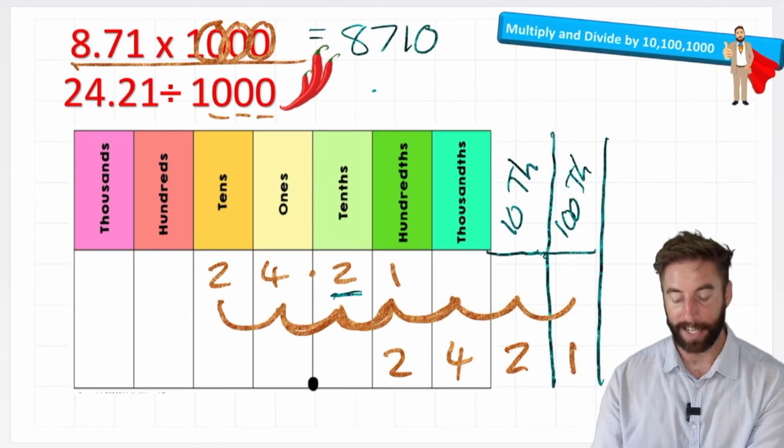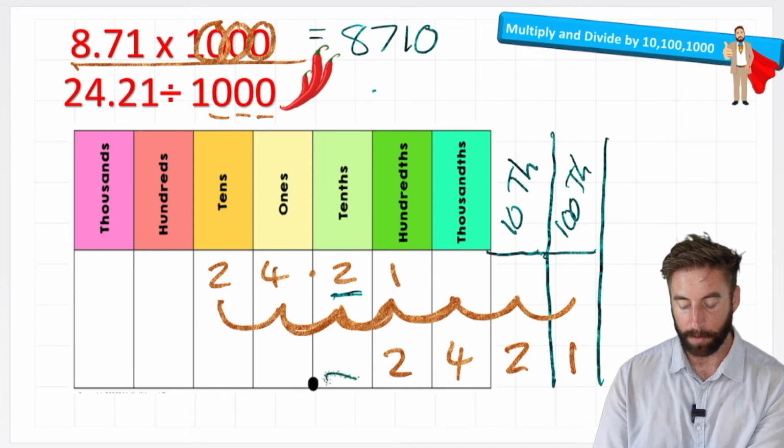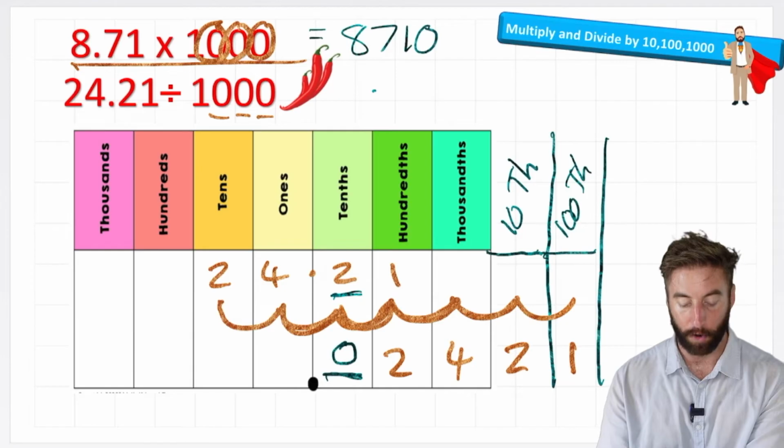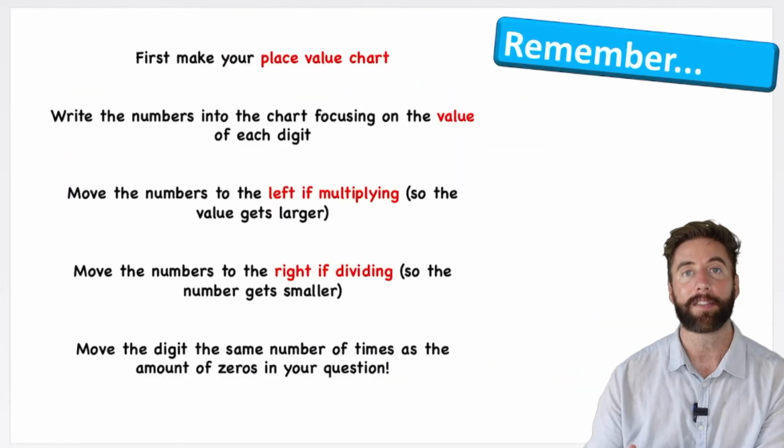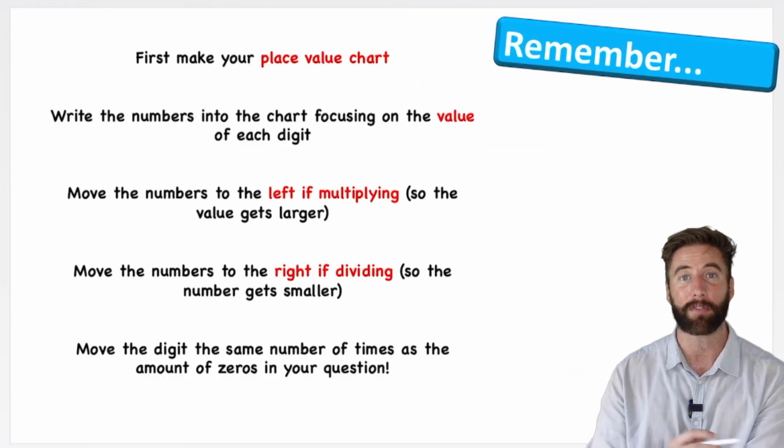But again, I can see a small gap here next to my decimal, which I must fill with a placeholder. So my answer to 24.21 divided by 1,000 is 0.2421. And there we have it. That is everything you need to know about multiplying and dividing decimals by 10, 100 or even 1,000.